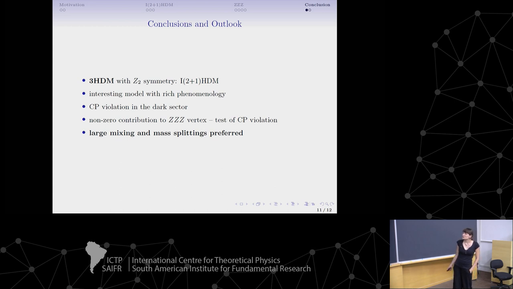So just to conclude, it is a model that is interesting. It has to be a violation in the dark sector, which we thought maybe would not be visible, but we have found an observable. We have found a way to transfer that to the visible sector. And now the question is, theoretically it's possible, but is it possible to do that in an experiment? I don't know yet, but hopefully. Okay, thank you.